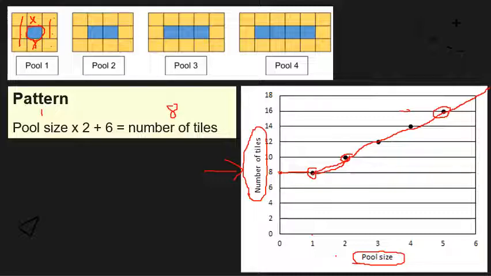This is a linear function. It increases at a constant rate. So it's not kind of ducking and diving and weaving. It's going up as a straight line.